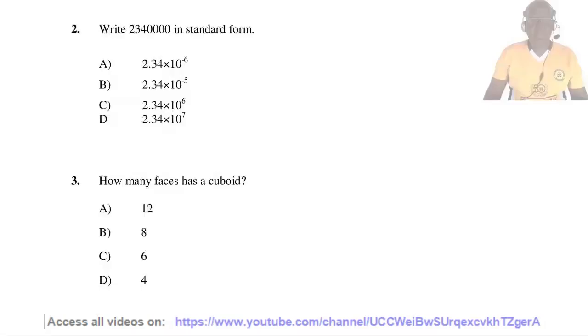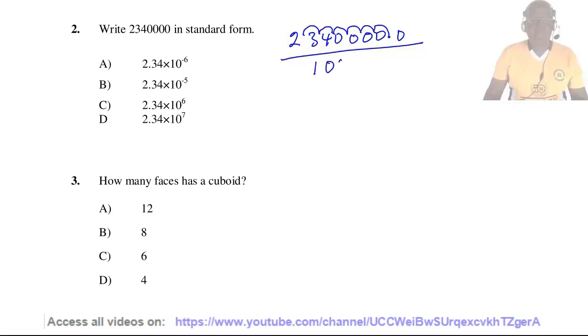Question 2. Write 2,340,000 in standard form. In the standard form, there should be only one digit to the left of the decimal point. To obtain that, we shall move the decimal point 1, 2, 3, 4, 5, 6 places to the left. And this is equivalent to dividing the above number by 1 with 6 zeros.